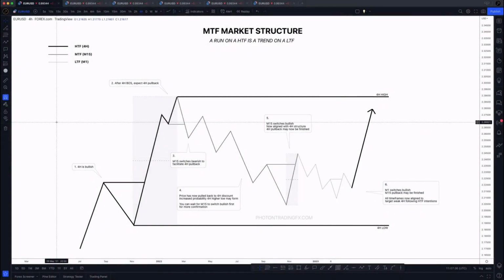Okay, so you might be sort of familiar with this sort of annotation from when we were looking at three types of structure. But again, for now, I just want you to think of just swing structure, but we're going to be looking at multiple timeframes.